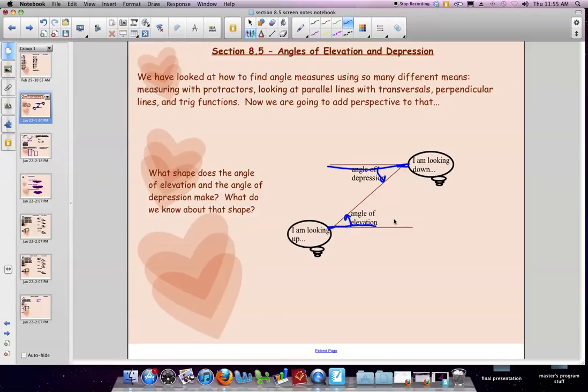What have we learned about a Z shape? That your angles would be congruent because they're alternate interior angles. So an angle of depression and an angle of elevation will actually be congruent to each other. If you know one, you'll know the other. They have to be congruent to each other. The trick is, in the picture, knowing what you're looking at, where the line of sight is, and whether you're looking up or down from that line of sight. That's going to be your trick.